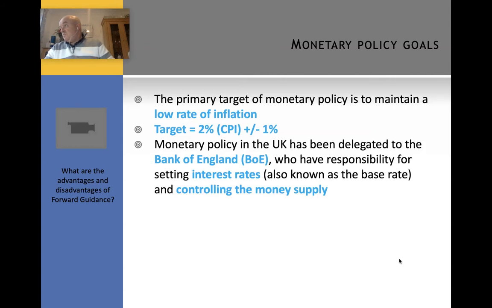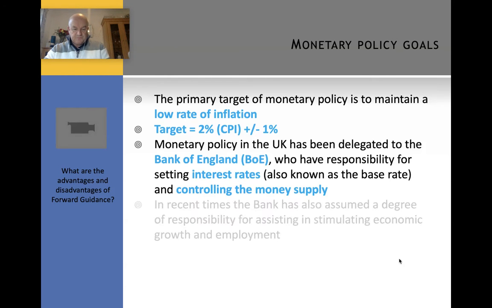In terms of monetary policy, as I think we've mentioned before, although the government used to control monetary policy, back in the late 90s, I think it was, the Bank of England were given delegated responsibility for managing interest rates, setting interest rates known as the base rate, and also for controlling the money supply. So effectively, the Bank of England have been charged with managing the money supply, and as a result also managing the rate of inflation, or trying to control the rate of inflation.